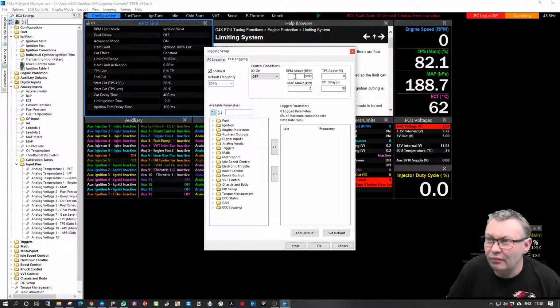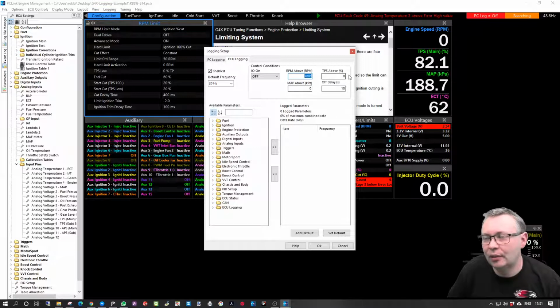Well, realistically speaking, competition car, you could log it all the time for certain disciplines and you'll have enough logging memory. A road car, you probably don't have enough, but certainly you want to log all the time the engine is above a load where you need the data. So we normally would say 2000 RPM, above 2000 RPM.